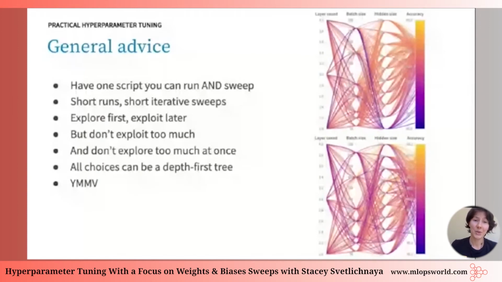And also don't explore too much at first, because that slows down how fast you can move and make helpful findings happen. And finally, all of these choices are a depth-first tree. So as you make one decision and tune one hyperparameter, that narrows down the spaces that you can go afterwards. So just be mindful of that. And of course, for all of this, your mileage may vary. Your problem might be very different.